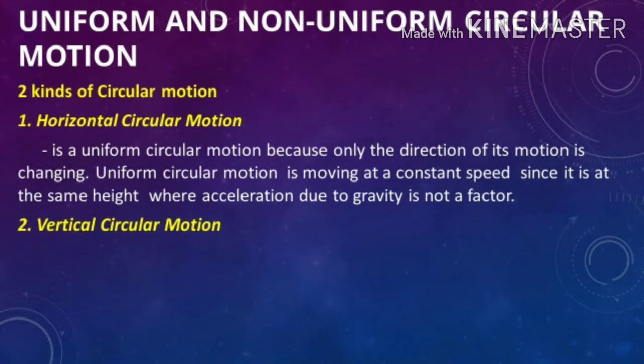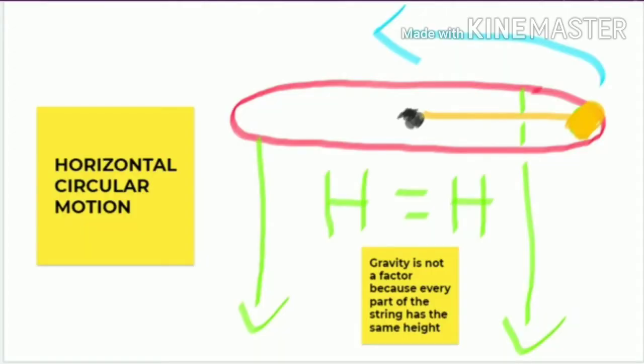Acceleration is constant because every part of the string or object moving in circular motion is at the same height from the ground. This is an example illustration of a horizontal circular motion. The dot at the center is the centripetal force. The yellow line is the string attached with an object at the end. The red circle is the path of the string moving in circular motion. And the blue arrow is the direction of the motion. The green arrow represents the height of the string from the ground. Every part of the string is at the same height from the ground, therefore, gravity is not a big factor of its acceleration or speed.